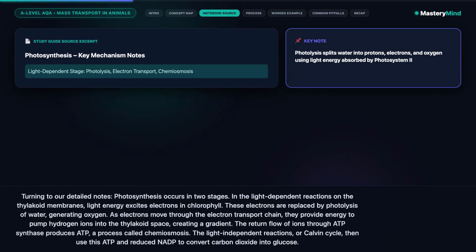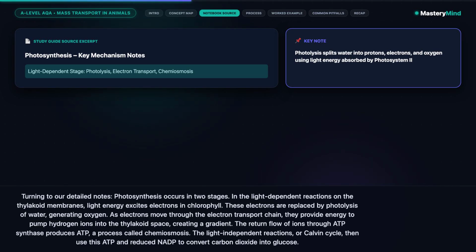In the light-dependent reactions on the thylakoid membranes, light energy excites electrons in chlorophyll. These electrons are replaced by photolysis of water, generating oxygen. As electrons move through the electron transport chain, they provide energy to pump hydrogen ions into the thylakoid space, creating a gradient. The return flow of ions through ATP synthase produces ATP, a process called chemiosmosis. The light-independent reactions, or Calvin cycle, then use this ATP and reduced NADP to convert carbon dioxide into glucose.